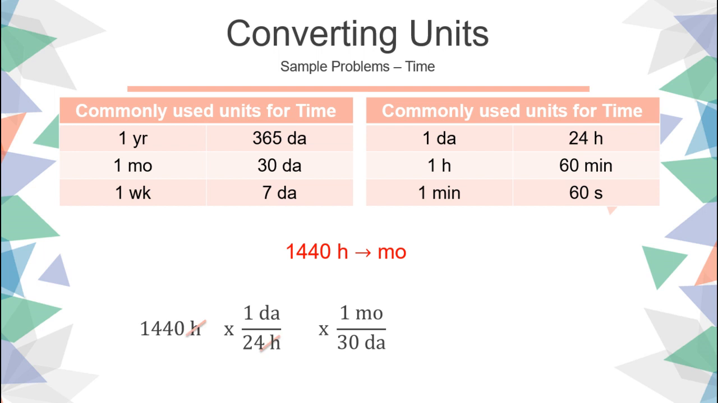So, cancel hours, cancel days, and we are left with the desired unit, which is month. Multiply all the numbers, the given number and the numerator numbers. That would be 1,440 times 1 times 1. The answer is then divided by 24 times 30. So, this will be 1,440 divided by 720. So the answer is 2 months. Okay.